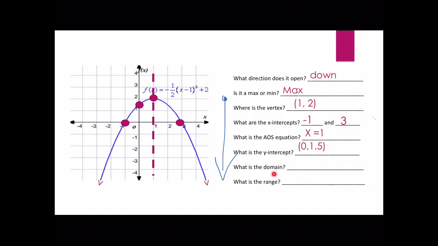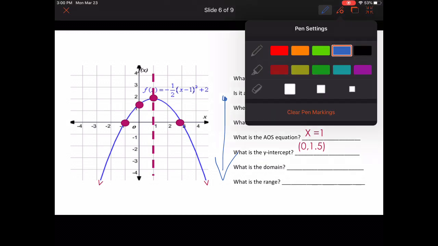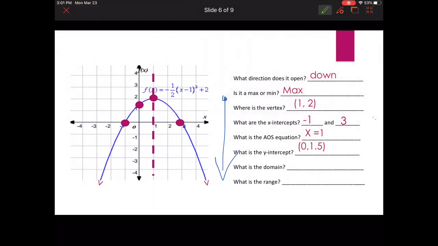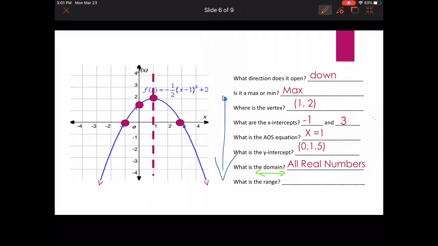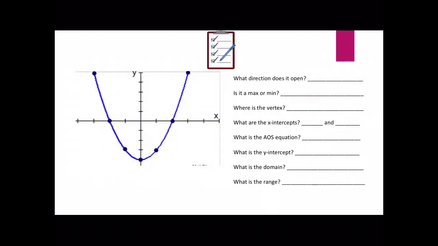Again, what is the domain? That is left to right, sorry. Left to right is our domain. And yes, that will be all real numbers. Now we're going to look at the range, which is up and down. It's going to be y is less than or equal to 2 because the highest y value we have is 2, and then it goes down.